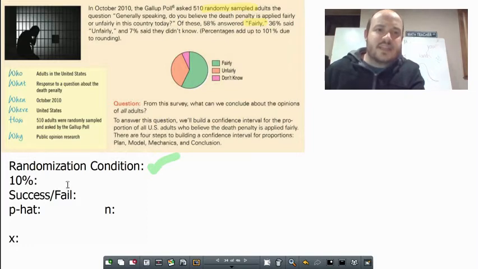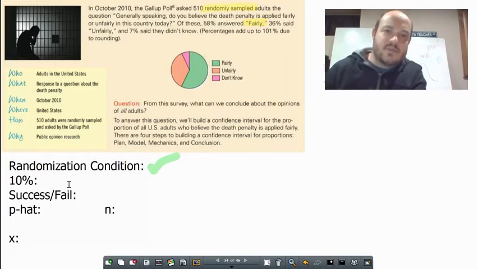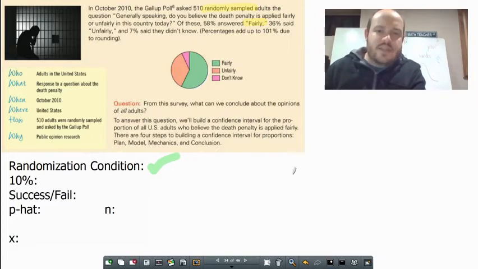The 10% condition means that the sample size itself is less than 10% of the whole population. Now, 510 was our sample size. If you look, what is that 10% of? You could just multiply by 10, and you would find out that that would be 10% of 5,100. Now, it turns out there are far more US adults than 5,100. So we are nowhere near the 10% that we need to stay under, which means we are successful on that one as well.